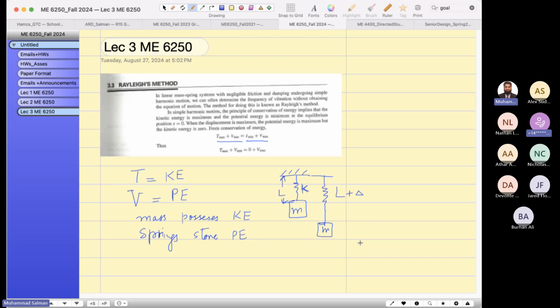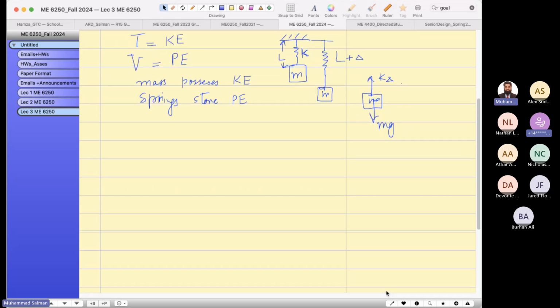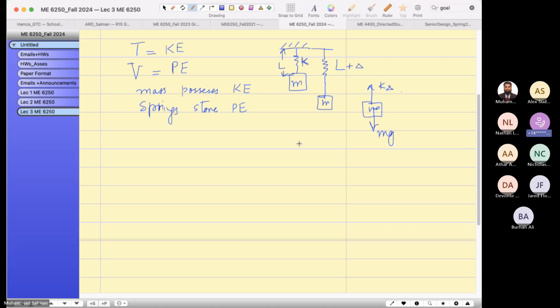So if I draw the free body diagram, mg and k delta balance out. Delta is the static deflection. Delta we call the static deflection. So the weight of this mass is equal to the spring stiffness times the deflection, which is the force or the weight.